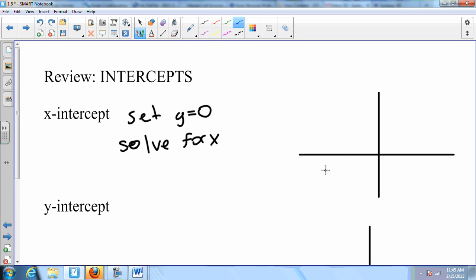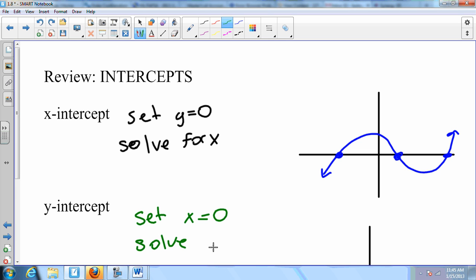So, for example, this one hits 3 times, so there are 3 x-intercepts. The y-intercept is where it crosses the y-axis, so we set x equal to 0 and solve for y.